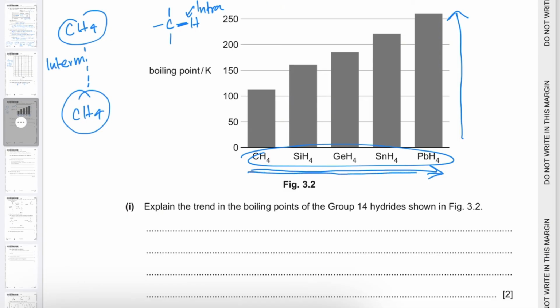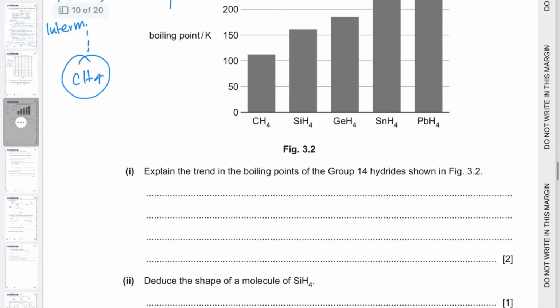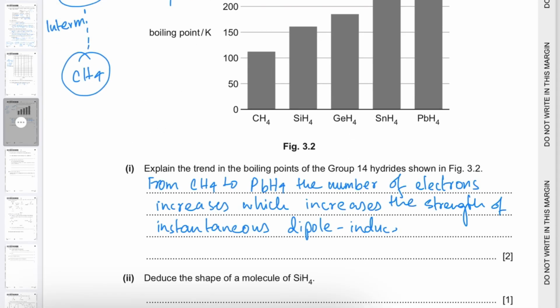So going from carbon to lead, the atomic number increases, which means the number of electrons in a hydride molecule will also increase. This will result in an increasing strength of instantaneous dipole-induced dipole forces between the hydride molecules, which is why you will see an increase in the boiling point of hydrides down the group.